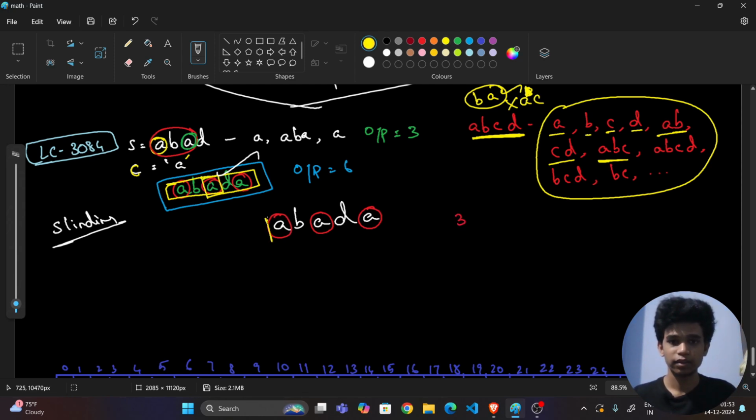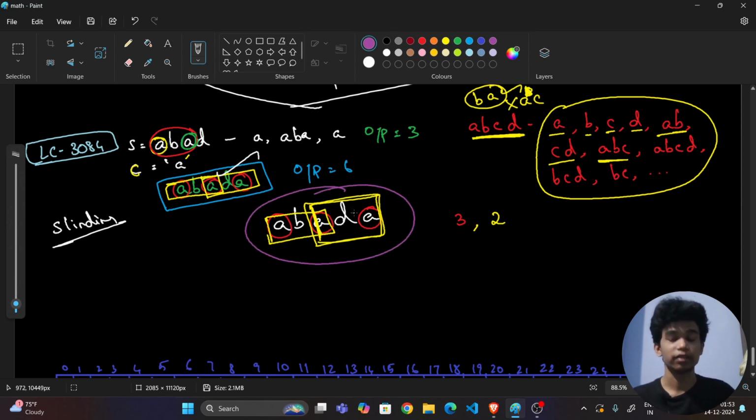Now this A up to this A is 1. Then from this A to this A is another substring, so I can say 2. Then the whole string is also a substring, which starts with A and ends with A. So I can say plus 1.